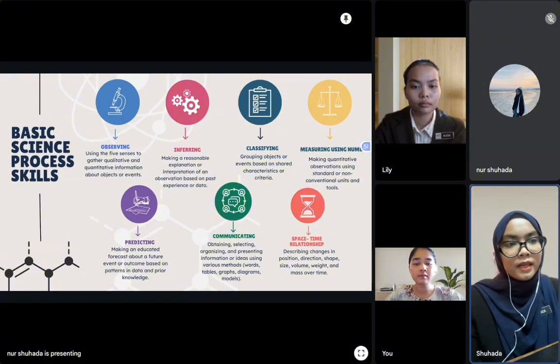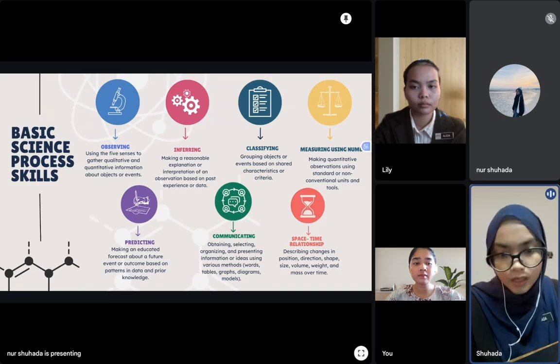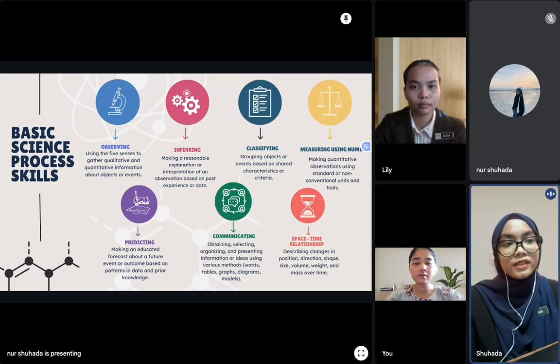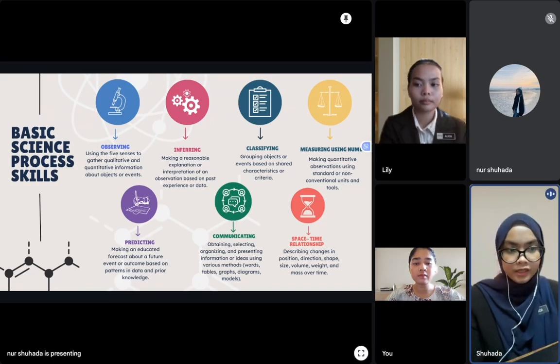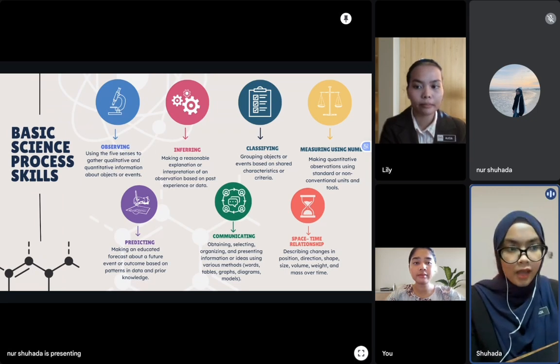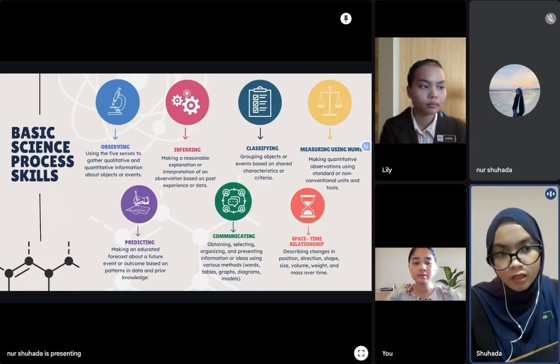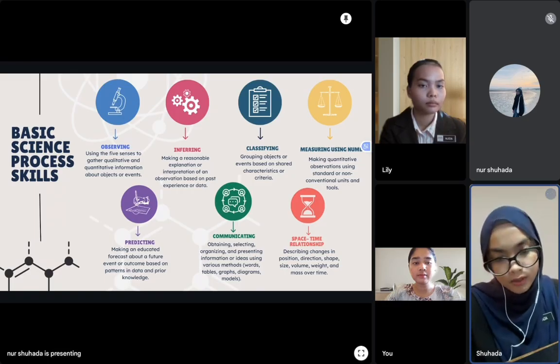Lastly, in basic science, process skills include space-time relationship. It is about describing changes in position, direction, shape, size, volume, weight, and mass over time. For example, a pendulum swings back and forth in equal time intervals.